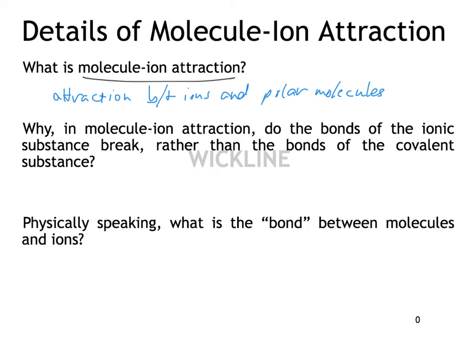So in molecule-ion attraction, the bonds of the ionic substances break, rather than the bonds of the covalent substance. And the reason that happens is because after the transfer of electrons, each ion in an ionic bond is stable. That is not true for covalently bonded substances. They need to remain bonded to retain their stability. So when push comes to shove, the ions dissociate from one another rather than the atoms of a covalent substance.